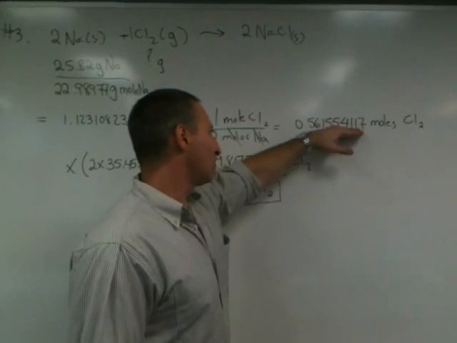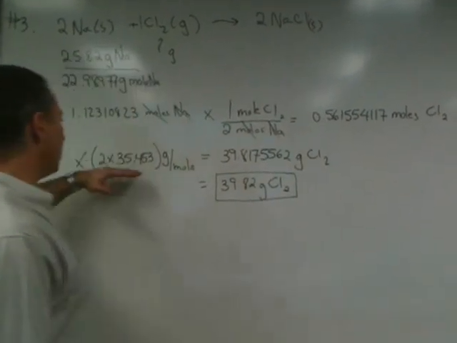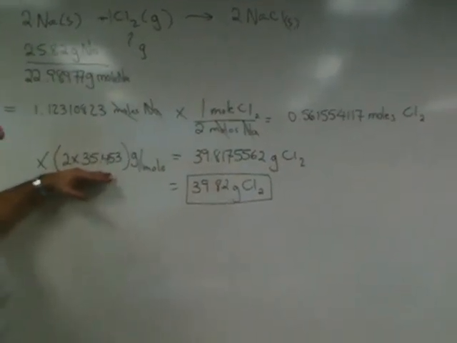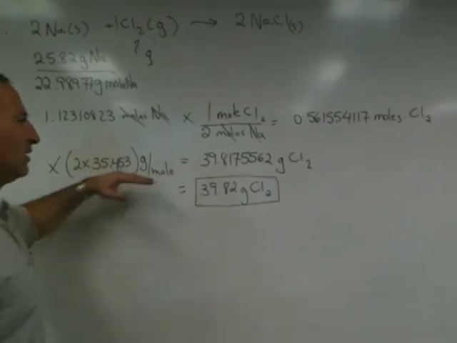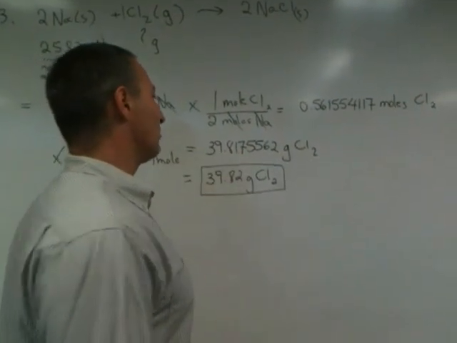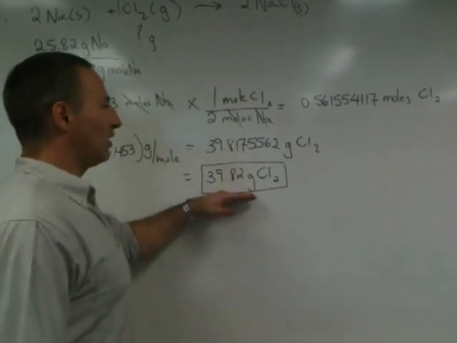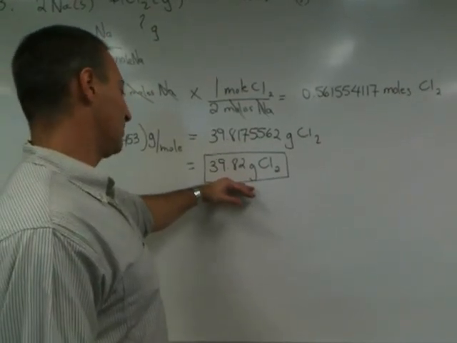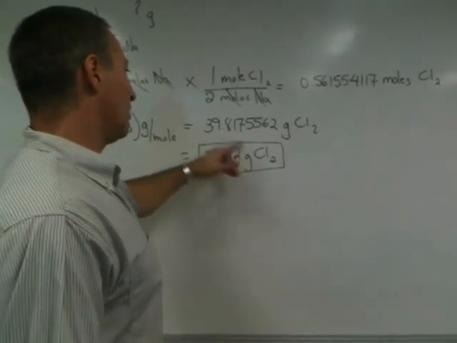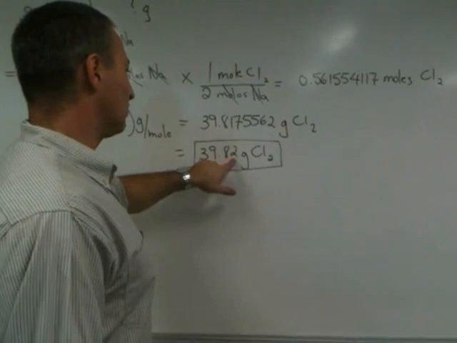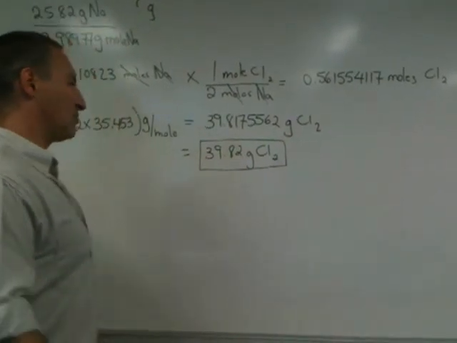Then to convert moles of chlorine into grams of chlorine, we multiply by the molar mass of chlorine gas, and we get the answer, 39.817 grams, which we then report to 4 significant figures. Notice how we round the 1/7 to 2, 39.82 grams of chlorine.